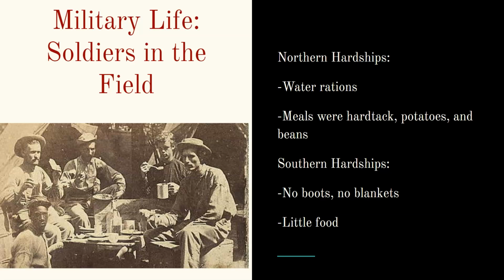Their meals were made out of hardtack. Hardtack is one of your vocab words, which is a really hard biscuit made out of flour. They often ate potatoes and beans. No question, it was much harder for the South. They did not have a well-supplied army, and they did not have a well-funded government to give them supplies. Southern soldiers often did not have boots or would have to sleep without a blanket. And because of the food shortages happening in the South, they also had very little food at all. Go ahead and pause here to finish the notes.